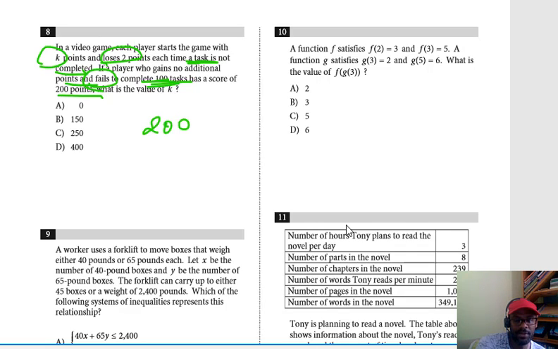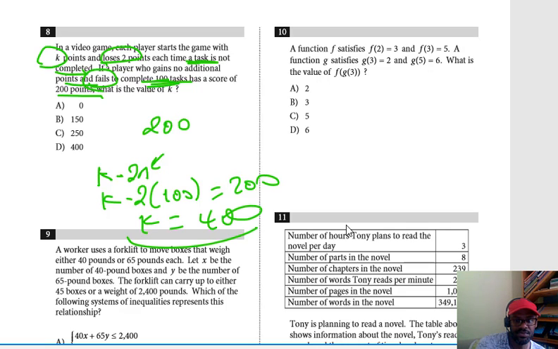What's the value of K? K is the starting point. The player is going to lose 2 points when he fails to complete 1 task. Therefore, in general, if he fails to complete 100, that is the number of games he lost, and at this time the player has 200. So K is going to be 400.